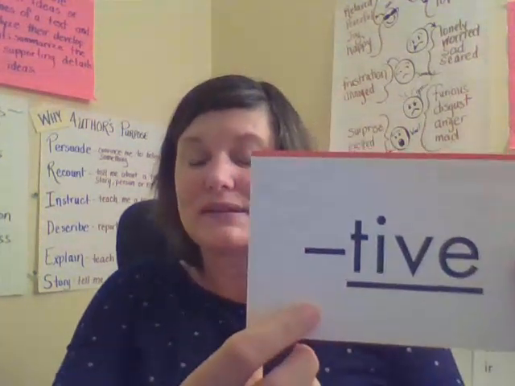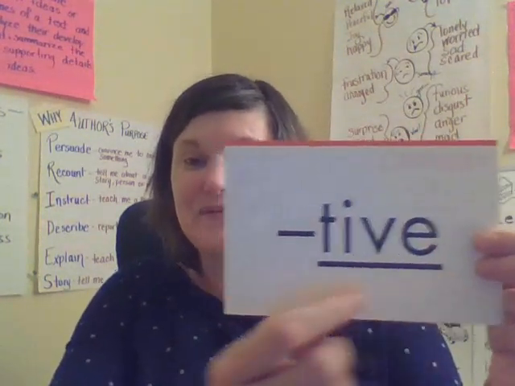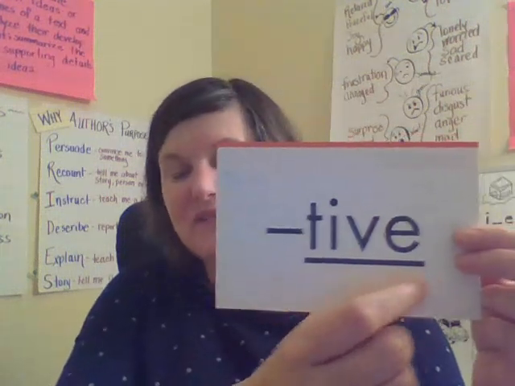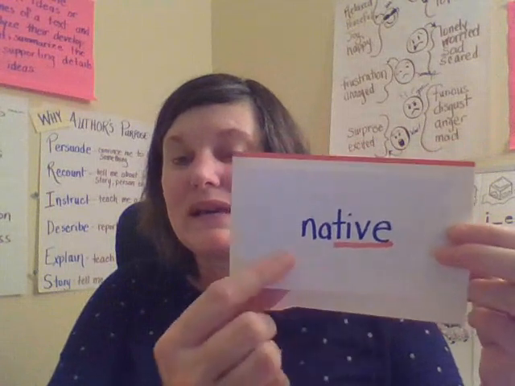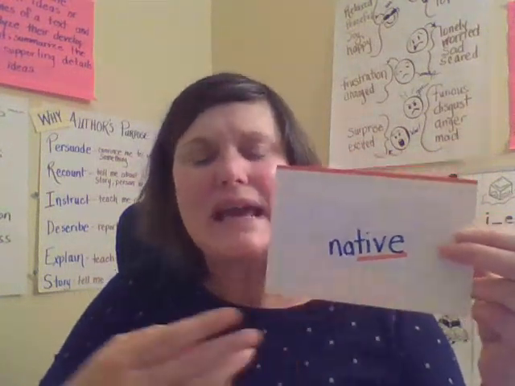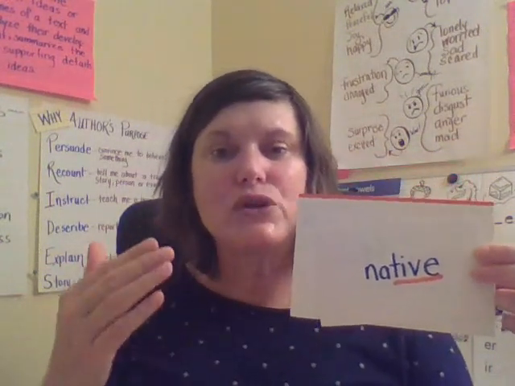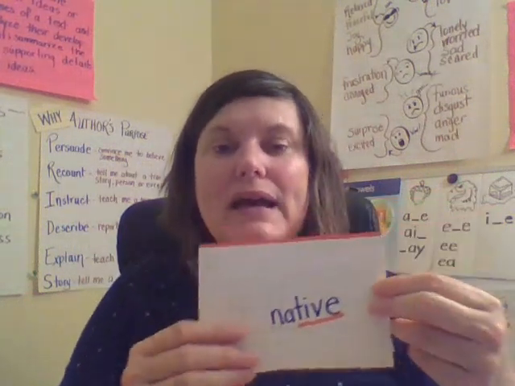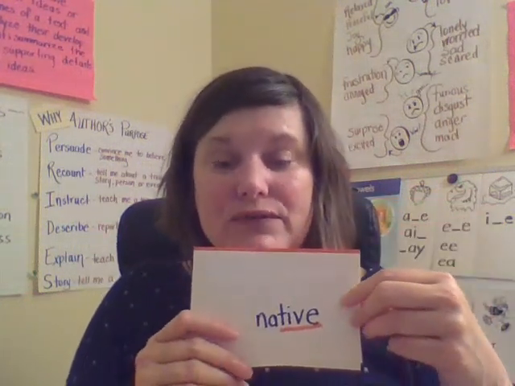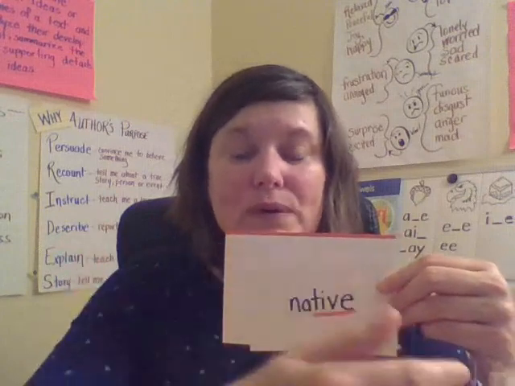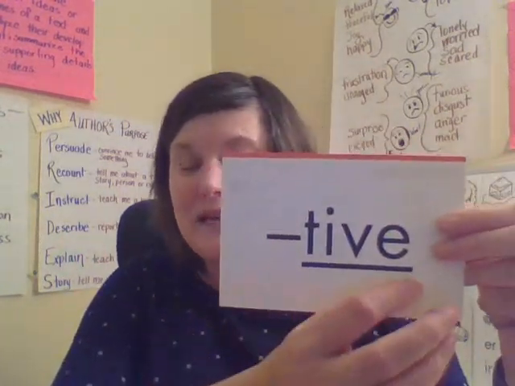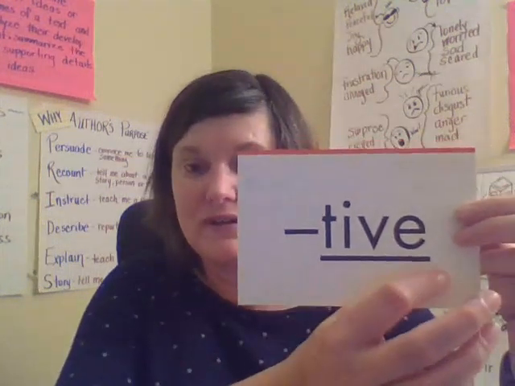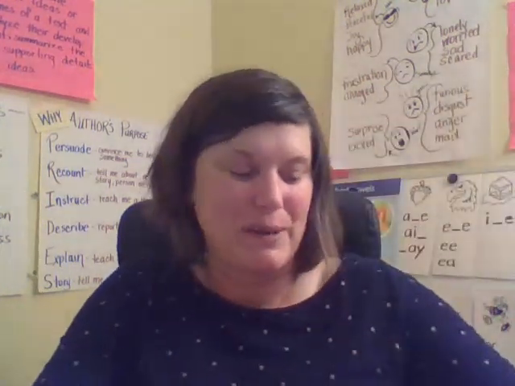Now, similar to that is this sight syllable, tiv. Together, tiv. Your turn. Good job. Like in the word native. A native is someone who was born in that area. So a native to Woodsboro is someone who's always lived in Woodsboro. So when you see this, it says tiv. Together, tiv. Your turn. Good job.